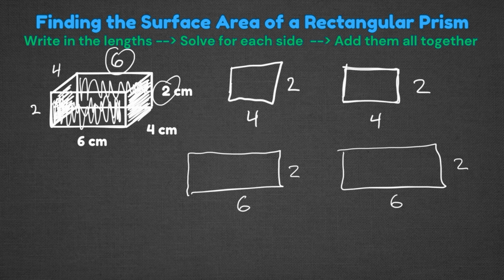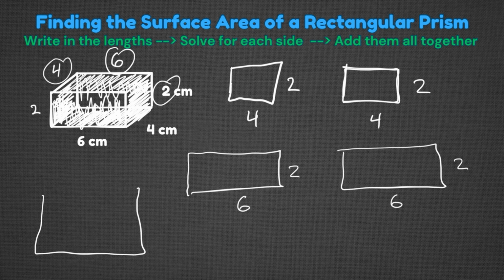And then if we look at the top of this box, this prism, it's a 4 by 6. You see that there? 4 by 6. And because it's a rectangular prism, it has a bottom of 4 by 6 as well. So I'm going to draw a 4 by 6 over here. And I'm going to try to squeeze one in over here.